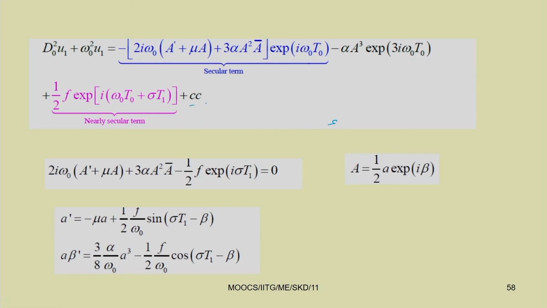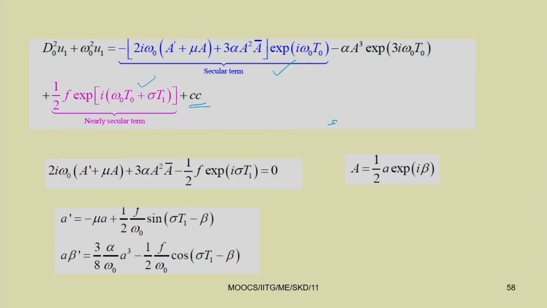Here the CC represents the complex conjugate of all the preceding terms. So, here you have 3 terms, and CC represents the complex conjugate of all these 3 terms. Now you already know that this is the coefficient of e to the power I omega 0 t 0, so the first term contains e to the power I omega 0 t 0. As this term contains e to the power I omega 0 t 0, its particular integral will tend to infinity. That is why this is known as a secular term.